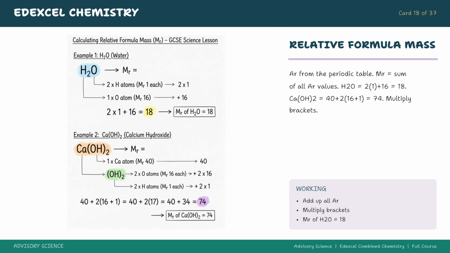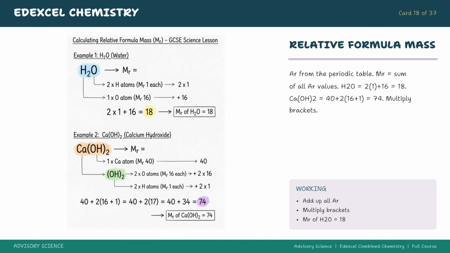Relative formula mass. Relative atomic mass, or Ar, is the number given in the periodic table. Relative formula mass, Mr, is just the sum of all of the Ar values in the formula. For water, H2O, that's 2 times 1 plus 16, which gives 18. That's the relative formula mass. For calcium hydroxide, you do 40 plus 2 lots of 16 plus 1, which gives 74. Remember to multiply the bracket.